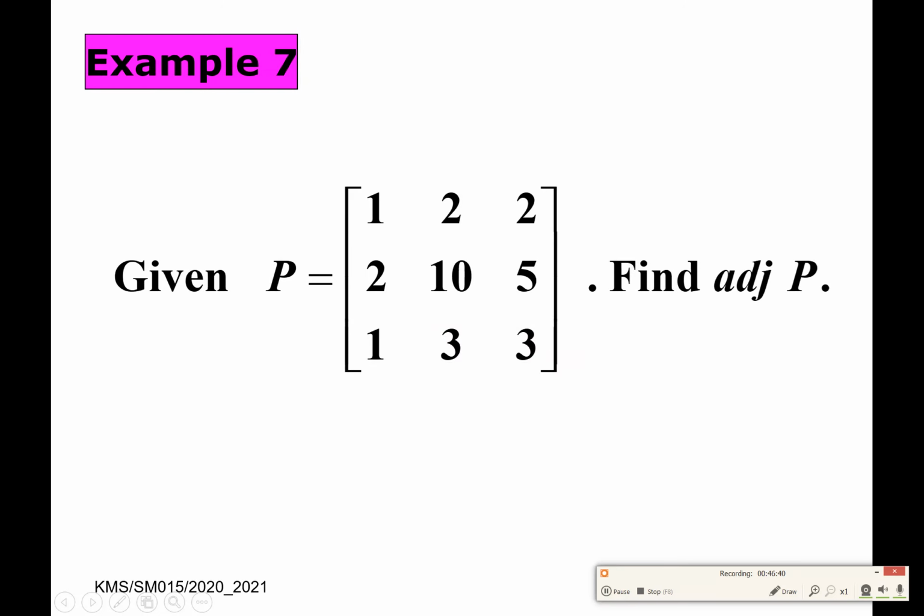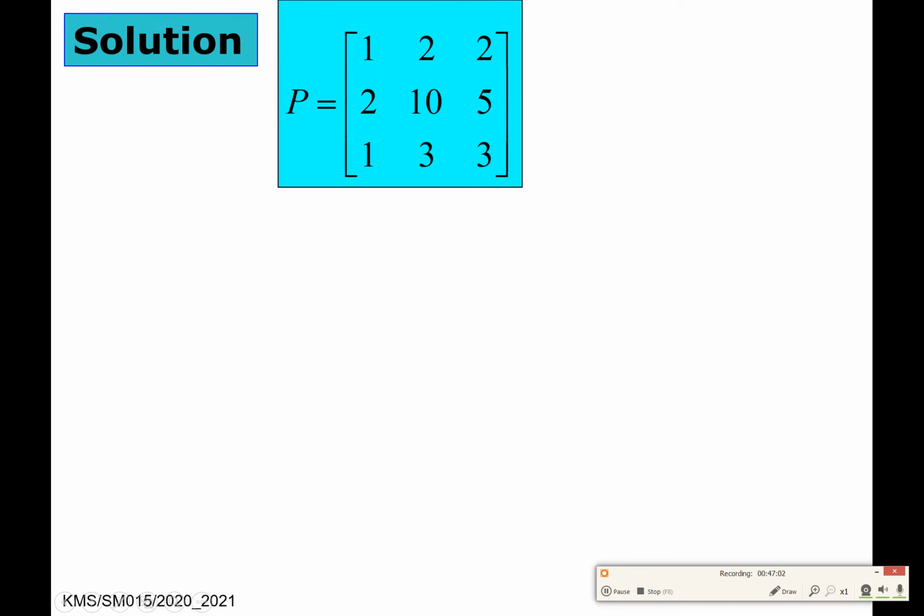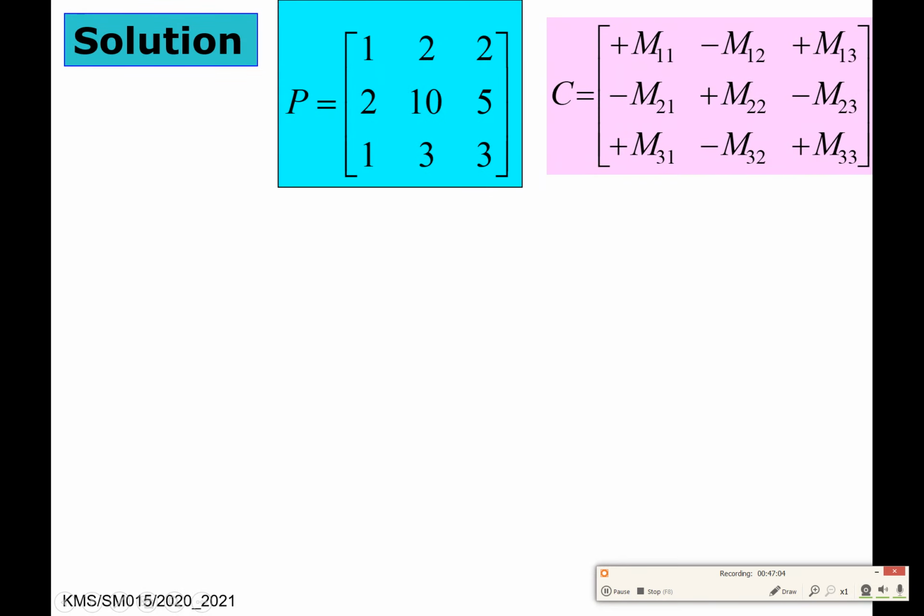Maybe this is the last example for this lecture. Given P with 3 by 3 matrix 1, 2, 2, 2, 10, 5, 1, 3, 3, find the adjoint of P. We just use the same method. Please write down the matrix P and the cofactor C. How to start this?